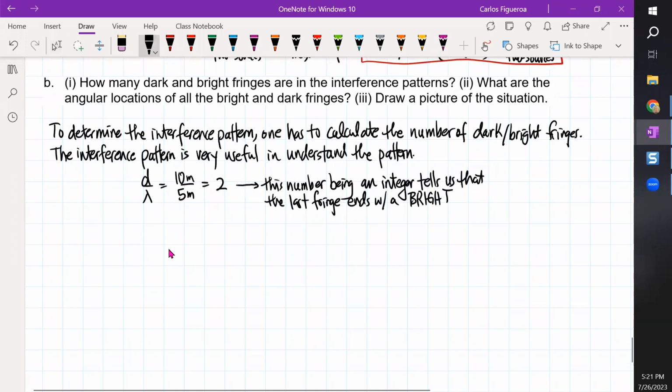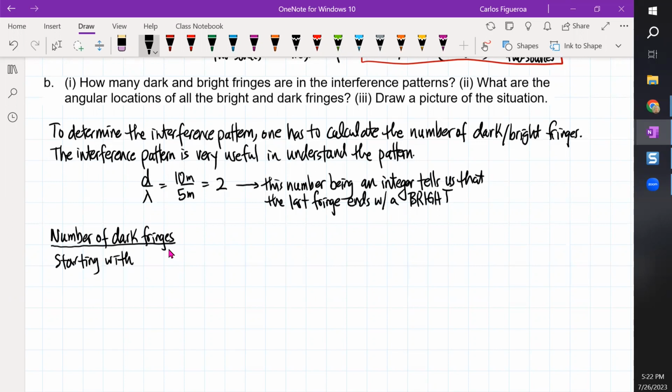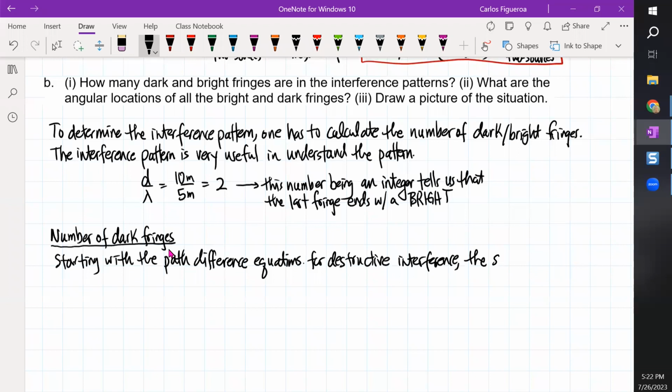So now what we're going to do here is look at the number of dark fringes. So we start with the path difference equations for destructive interference. The sine theta function reads sine of theta is equal to lambda over d times m d plus 1/2.